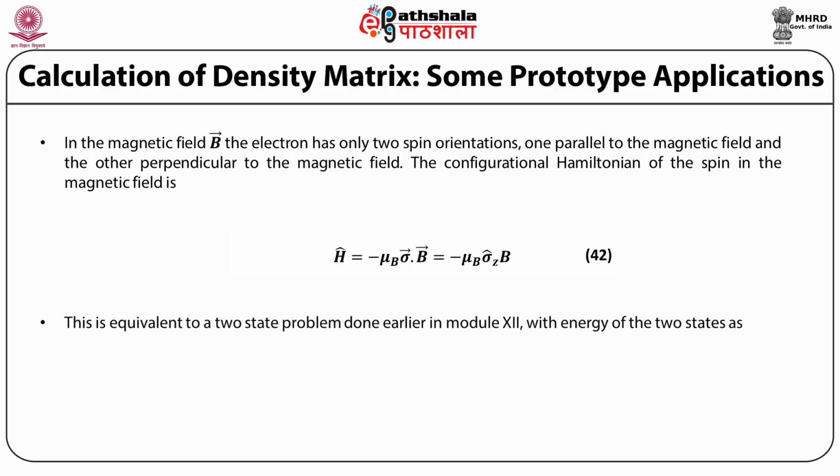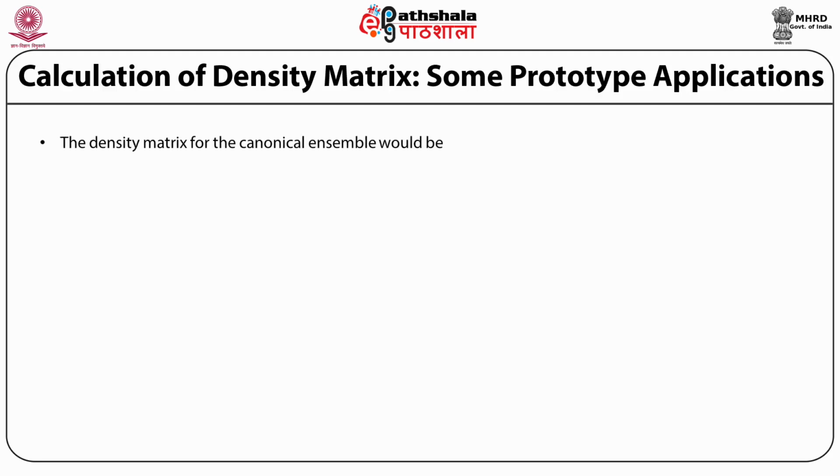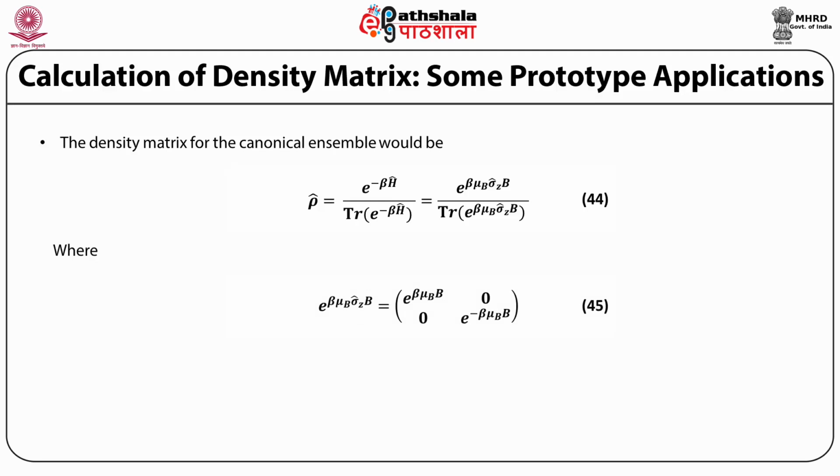This is equivalent to a two-state problem done earlier in module 12 with energy of the two states as E1 equal to minus mu B and E2 equal to mu B. The density matrix of the canonical ensemble would be rho operator is equal to e raised to power minus beta H operator divided by trace of e raised to power minus beta H operator, which is equal to e raised to power beta mu B sigma z operator divided by trace of e raised to power beta mu B sigma z operator, where e raised to power beta mu B sigma z operator is equal to the matrix e to the beta mu B, 0, 0, e raised to power minus beta mu B.